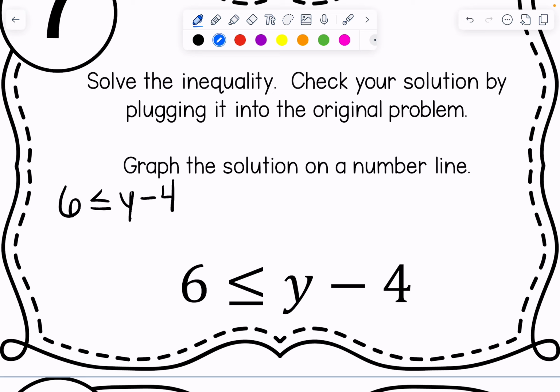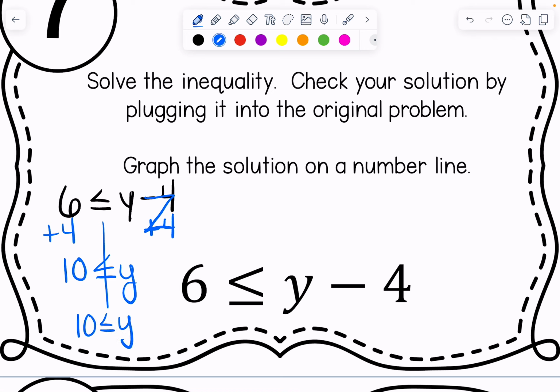My goal is to get the y by itself. So right now I was subtracting 4 from y. So I need to add 4. So I undo subtraction by adding. That's going to zero that part out. Whatever I do to one side, I want to do to the other. So 6 plus 4 gives me 10. I'm left with y over here. And then I'm going to bring down that inequality symbol. So I have 10 is less than or equal to y.